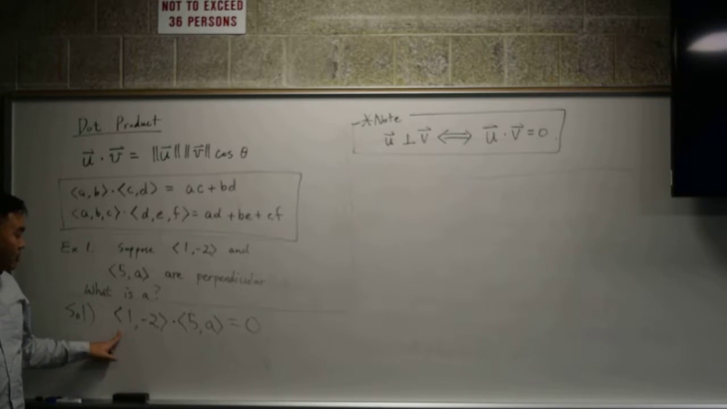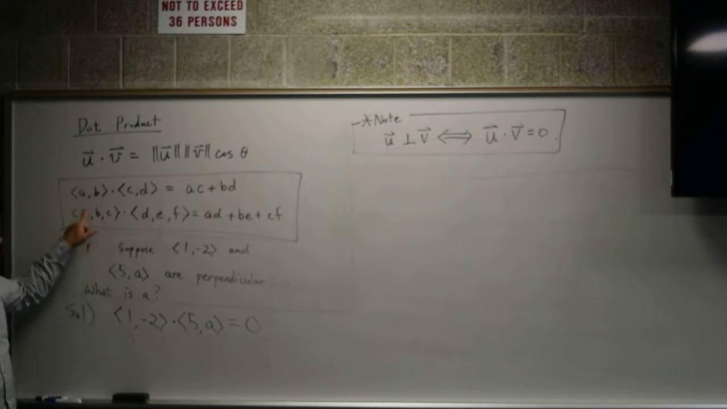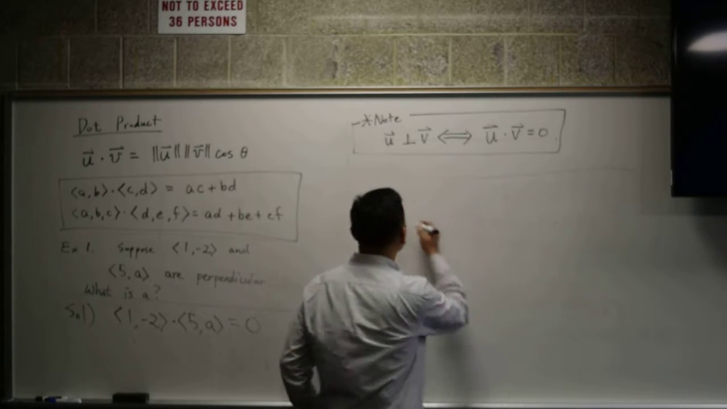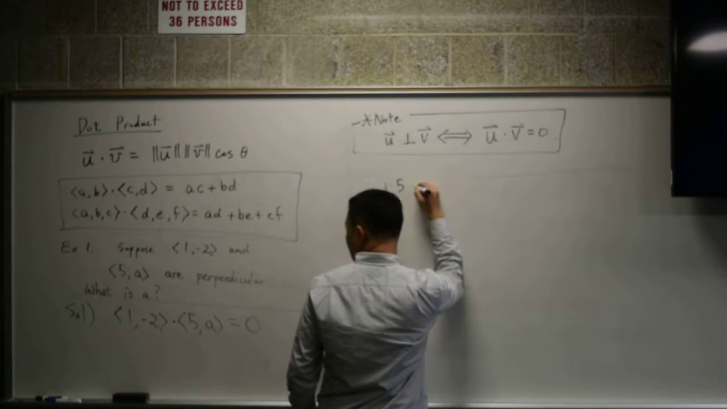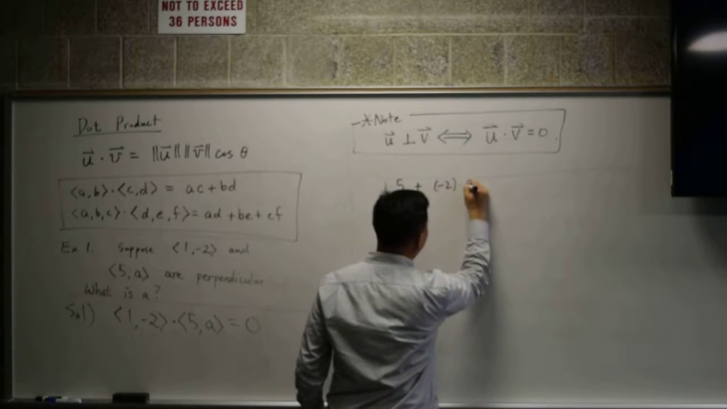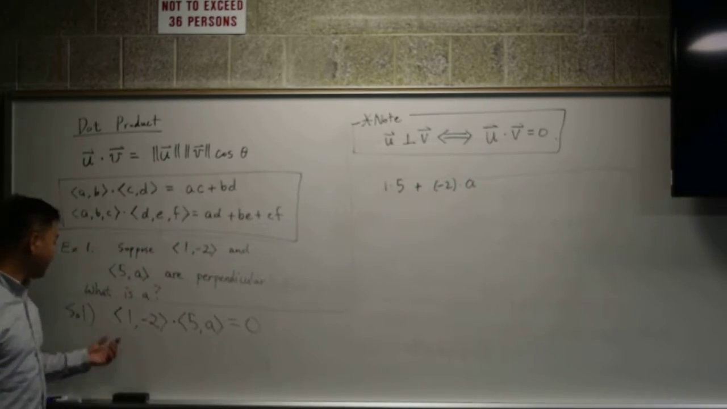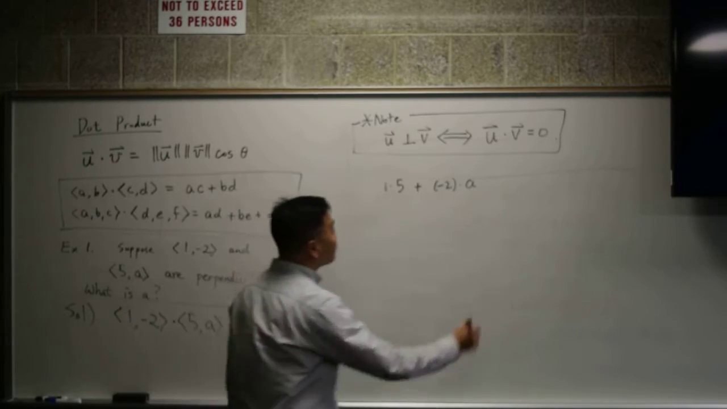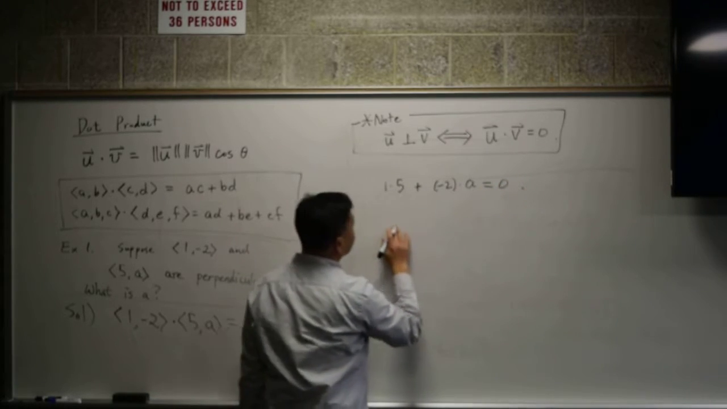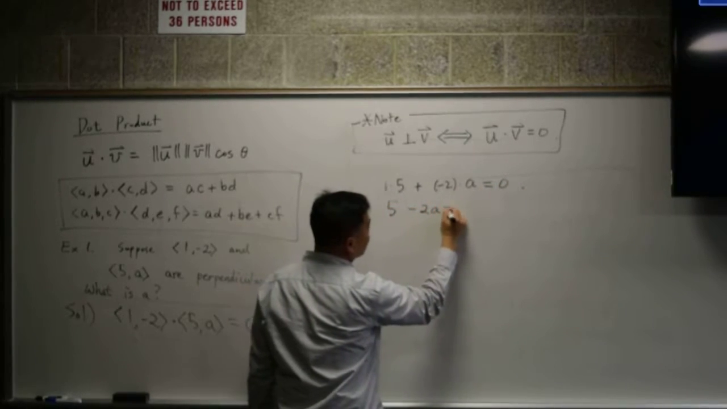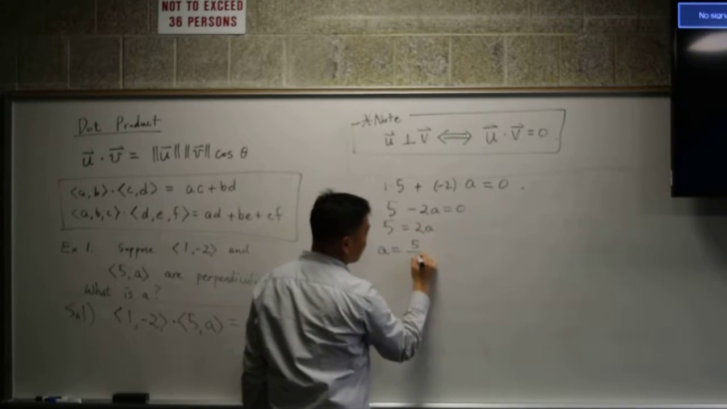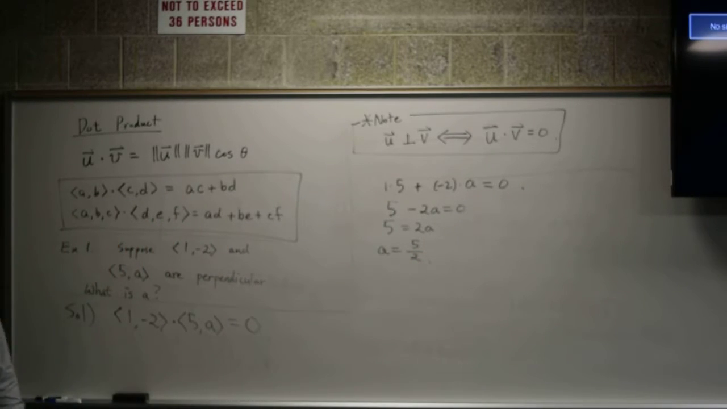This is the property that we're using to solve this. Once you know this, we can use this formula here. So what do you get if you explicitly calculate the left side? 1 times 5 plus negative 2 times A. That's what you get on the left side, because you have to do pairwise multiplication and add. And then that has to equal 0. So this is 5 minus 2A equals 0. 5 is 2A, therefore A is equal to 5 over 2. Okay. So that's how you solve this question.